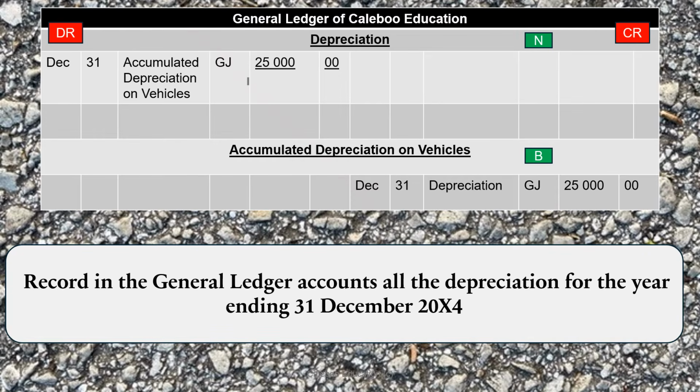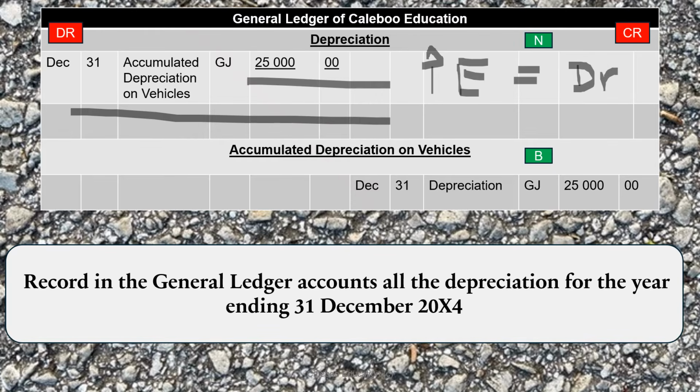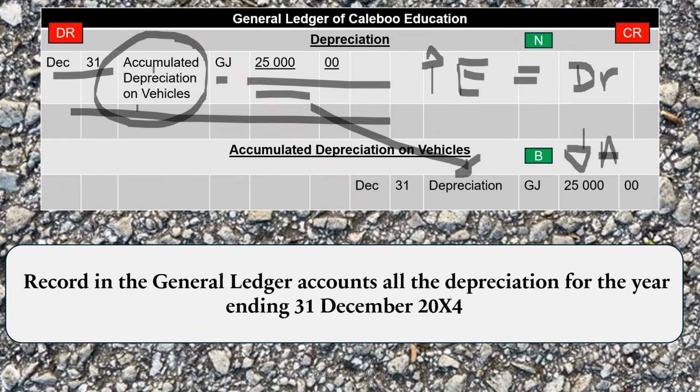Right, if that's posted to the general ledger, depreciation gets debited. Why? An increase in expense. The rule says debit, so the entry is done on the debit side, the date December the 31st. The contra account or the other account is accumulated depreciation on vehicles. This went through the general journal and it's 25,000. So depreciation was debited and accumulated depreciation was credited. Why? Because this is seen as a decrease in the value of the vehicle, which is a decrease in assets, and therefore it is credited 25,000 Rand.